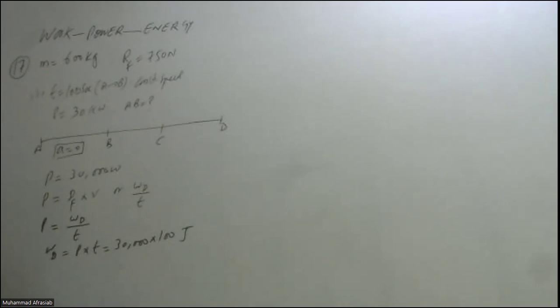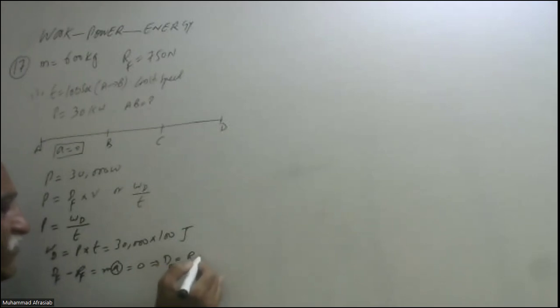Now, they are asking about the distance traveled from A to B, where the resistive force is 750 Newton. We know that driving force minus resistive force is equal to net force. But since velocity is constant, acceleration is equal to 0. So the driving force is equal to the resistive force, and that is equal to 750 Newton.